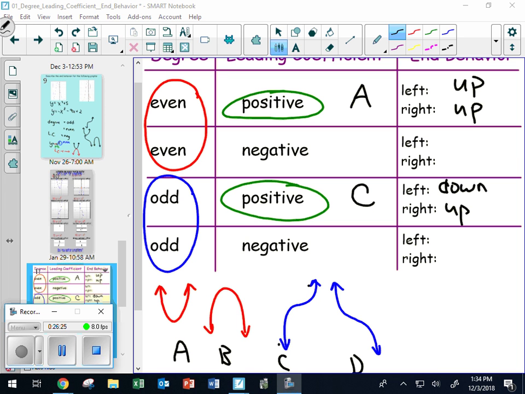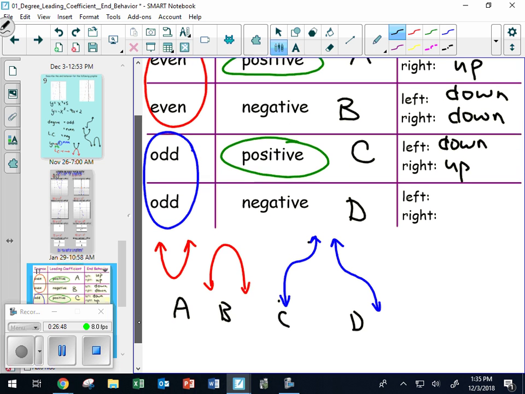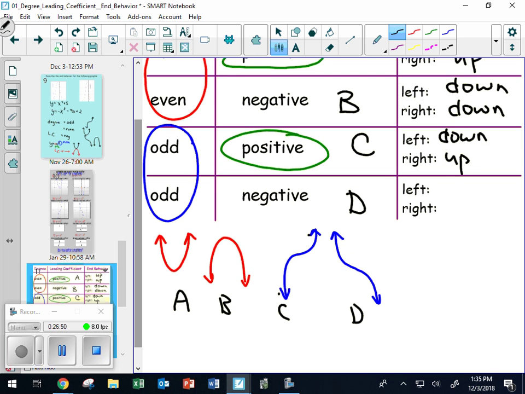We've had plenty of time to do so. So row 3, person 6 would be Frank. What did you get for the even negative? Down, down. Which of our letters was it? A, B, C, or D? It was B, which means this one must be D. So if we are looking for odd and negative, what is our left end behavior? Up. And our right end behavior is down. Okay.